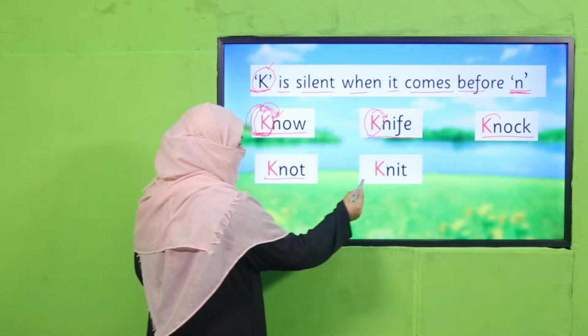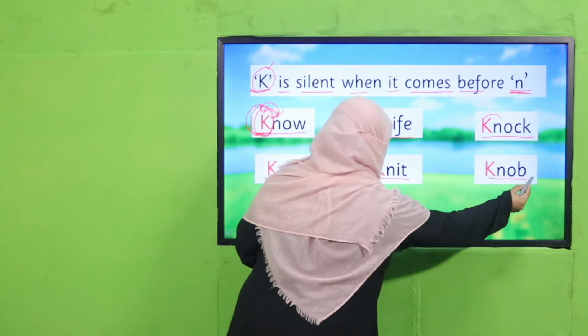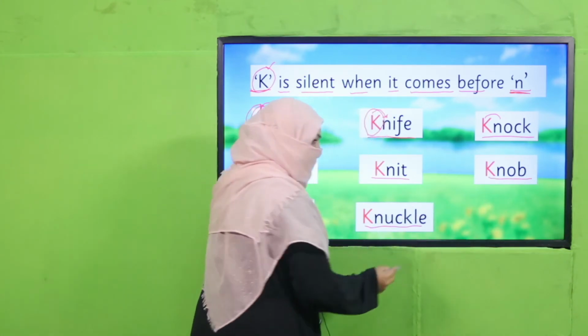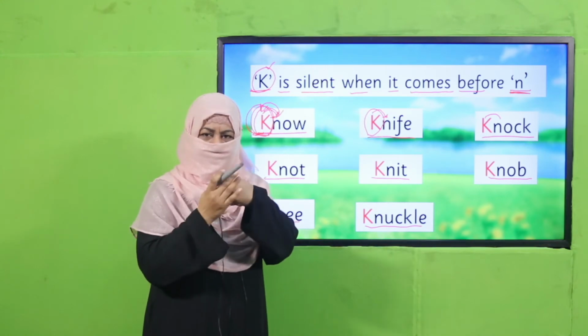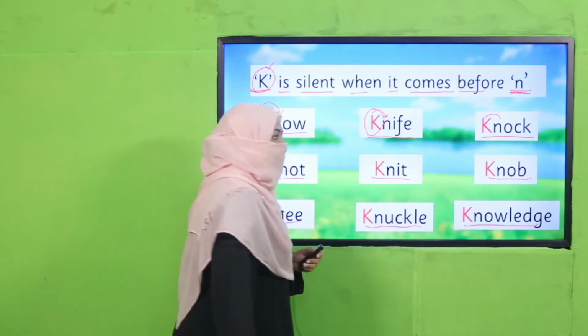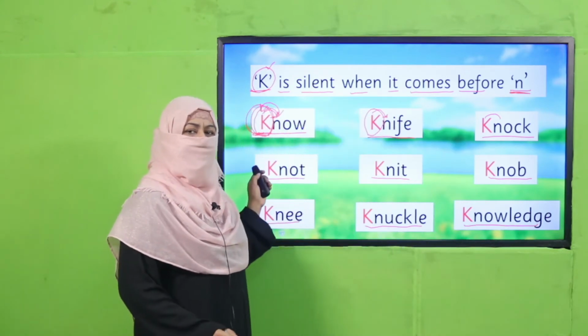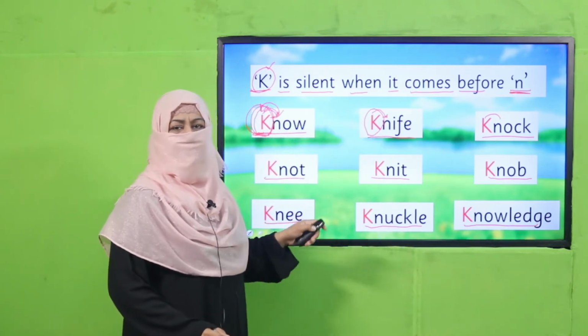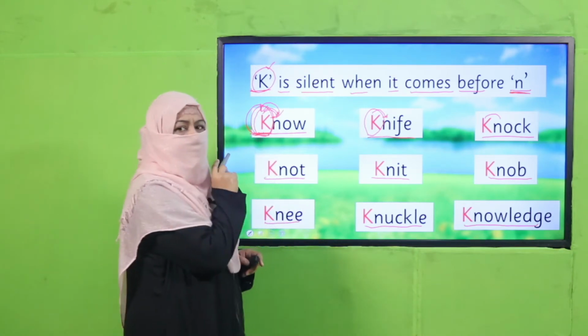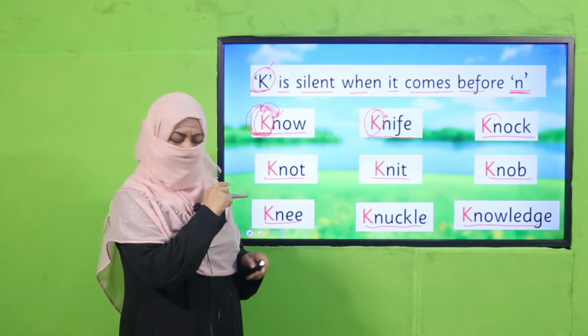Knot. Knit. Knob. Knee, knuckle. You know knuckles? That's here in your fist. And knowledge. In all these words, K is silent. Why? Because right after K, there is letter N, and we don't pronounce K in these words, right?